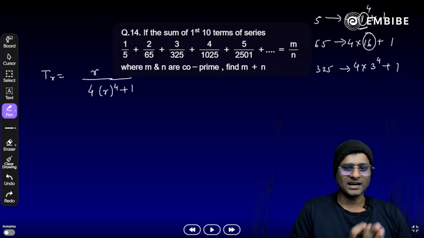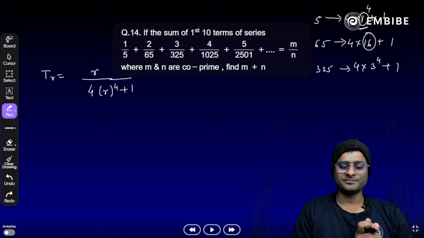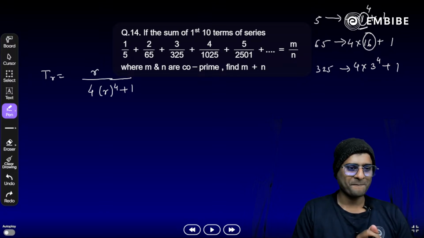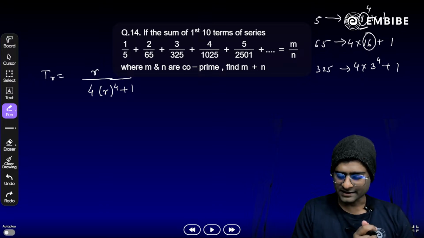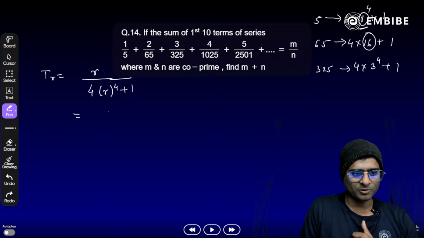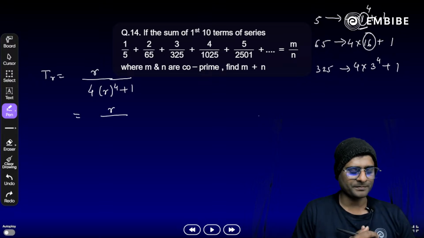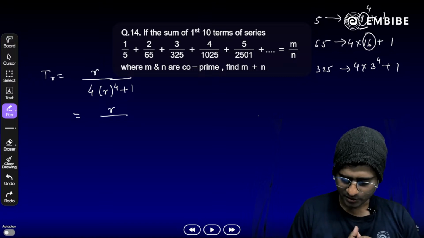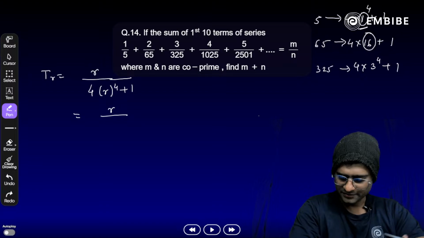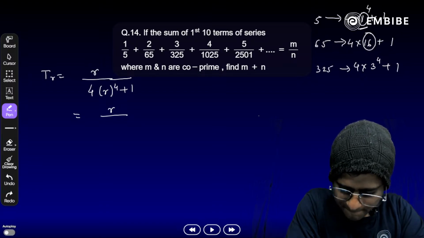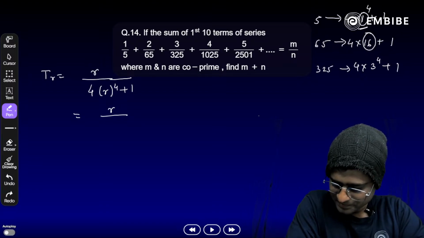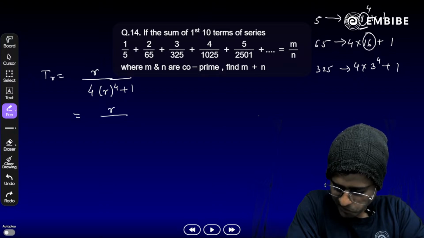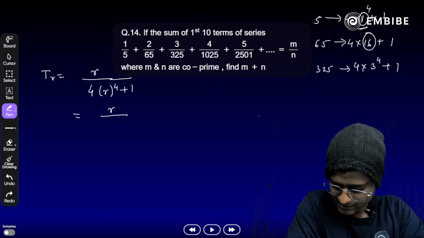अब आपको difference create करना है कहां पे? Numerator पे. कैसे करें? Easy. You know the factorization. Yes, factorization आपको पता है या नहीं? 4r raised to power 4 plus 1. Anyone? Yes, anyone? Any idea? क्या factorization हो सकता है इसका? Think about it. क्या लिख सकते हैं हम इसे?